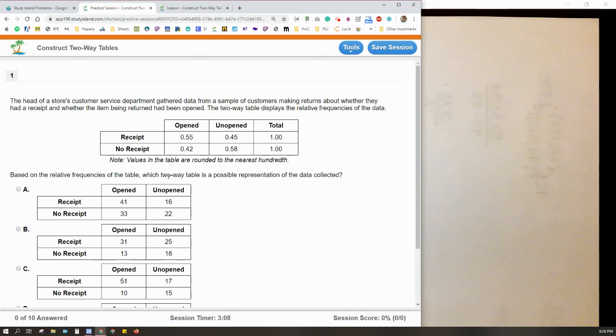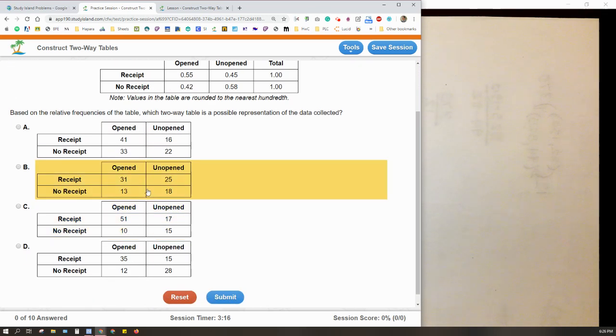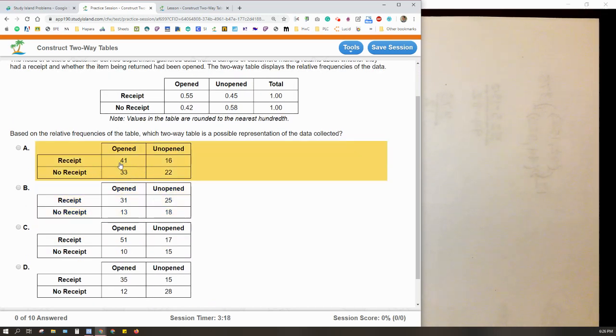We want to know which two-way table is a representation of this relative frequency table. These are the raw numbers in all of these four choices that we have. We want to know which one of these tables with the raw numbers matches these percentages. So let's check it out. Take a look at choice A. For the people who had a receipt, 41 of them had the package opened and 16, it was unopened. So what numbers are those?